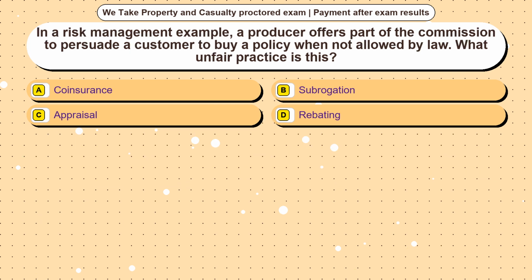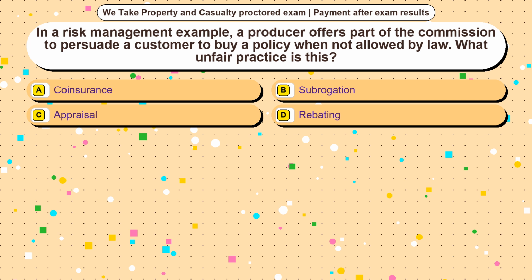Question 21. In a risk management example, a producer offers part of the commission to persuade a customer to buy a policy when not allowed by law. What unfair practice is this? Option A, coinsurance. Option B, subrogation. Option C, appraisal. Option D, rebating. The correct answer is option D.